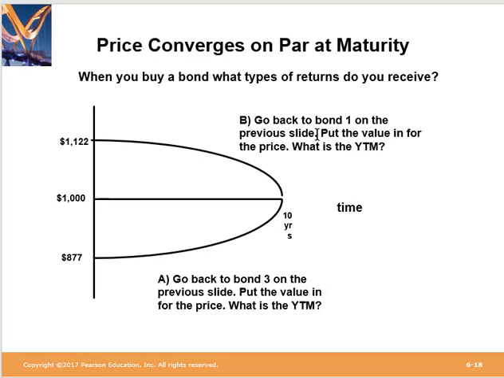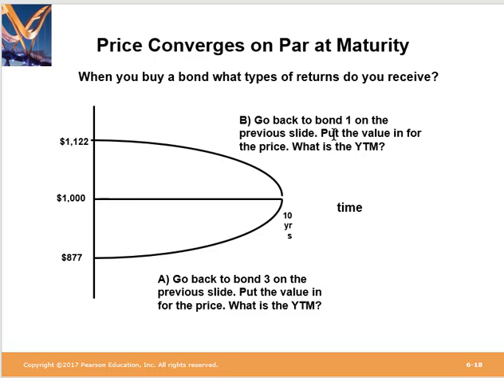Now if you go back to the first bond, change the coupon from 8 to 12, the price will be that $1,122. Type in $1,122 as this new price, and what you'll find is that this bond is selling with a yield to maturity of 10%. Both of these bonds are selling at a yield of 10%. So if you required 10%, both of these bonds would be equally attractive.